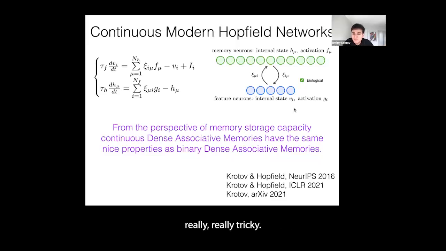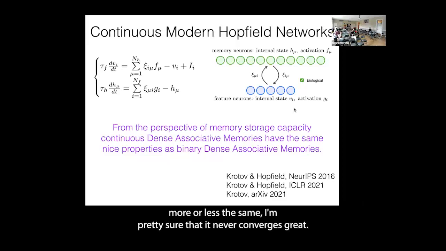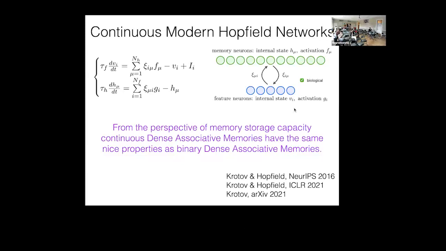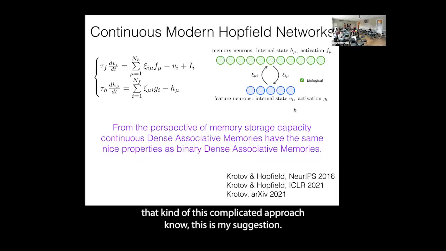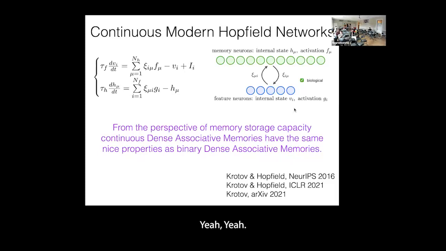So it can be really, really tricky. It depends on the choice of these two time constants. If you make them more or less the same, I'm pretty sure that it never converges, right? If you make them pretty different from each other, then of course you can use this kind of quasi-static approximation, so that you don't need to solve the whole differential equation. So simply my question is, there may be an easy way to handle it, but nevertheless you take this complicated approach. This is my question.